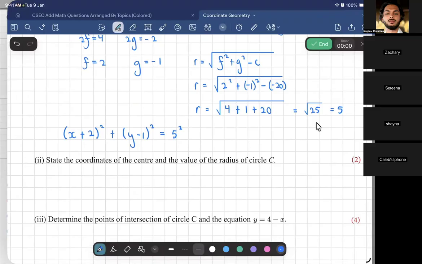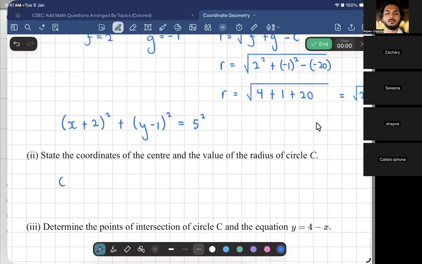State the coordinates of the center and the value of the radius of the circle. Right. So the center is given by what? What is the center given by? The center is (minus F, minus G). Right.